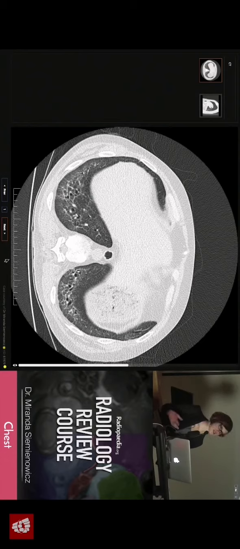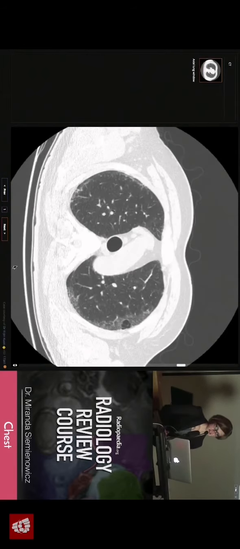So this is still technically a possible UIP pattern, but the next step beyond that is cluing into that subpleural sparing, because this is a typical feature of non-specific interstitial pneumonia, so NSIP pattern. That is almost always associated with an underlying connective tissue disease that you may or may not know about.